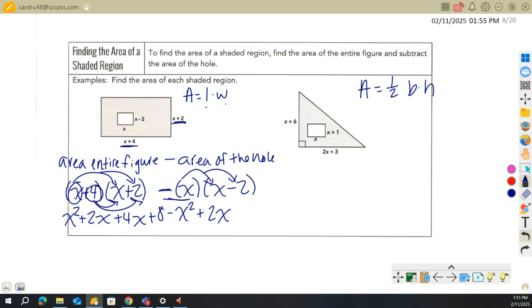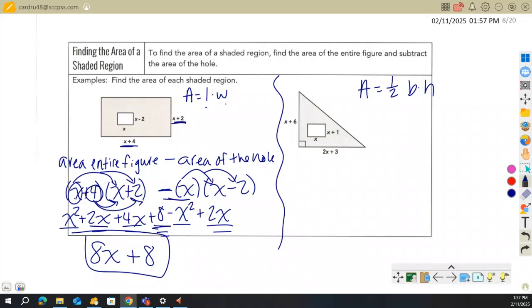So then I'm just combining like terms. x squared and x squared are like terms. So I have x squared minus x squared, which is just 0. So that term goes away. I have 2x plus 4x plus 2x. So 2 plus 4 plus 2, that gives me 8x. And then I'm left with this plus 8 right here. So that would be my solution.